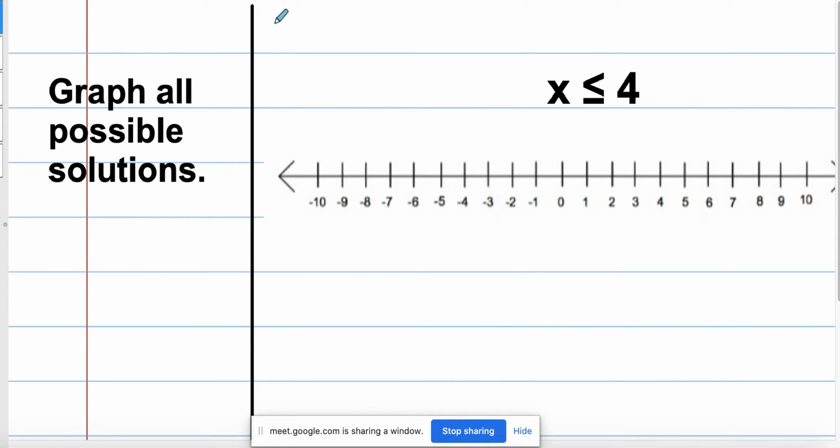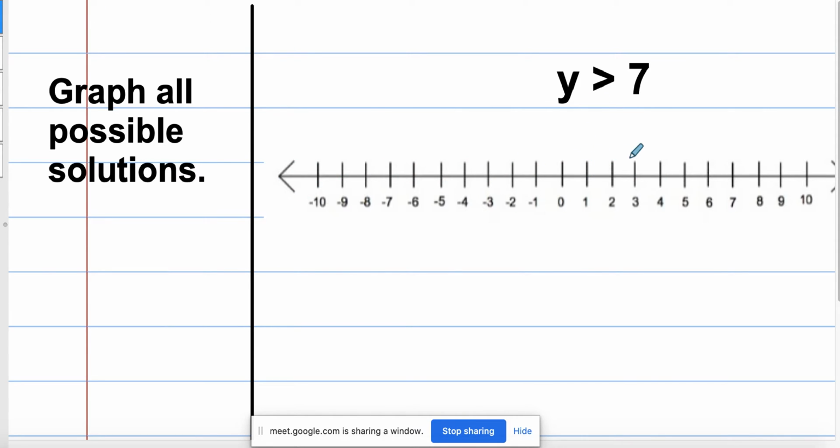So we're going to graph possible solutions. We'd start at 4 and we'd circle it. Then we'd decide, is it equal to? Yes, so we have to color it in. Now I need numbers that are less than 4. So we ask ourselves, is 5 less than 4? No, but 3 is. So it's going to be all the numbers less than 4. So that's how you would graph it.